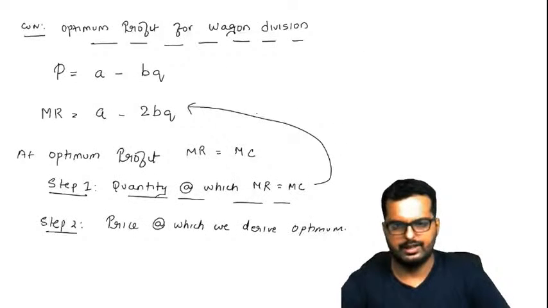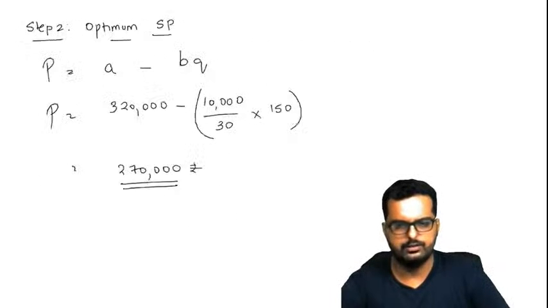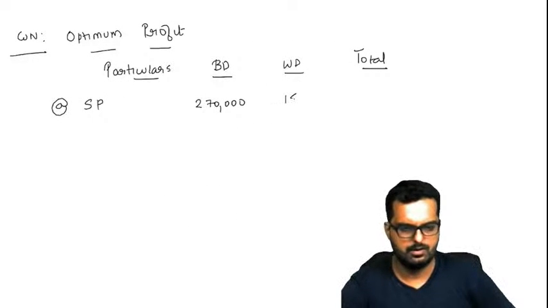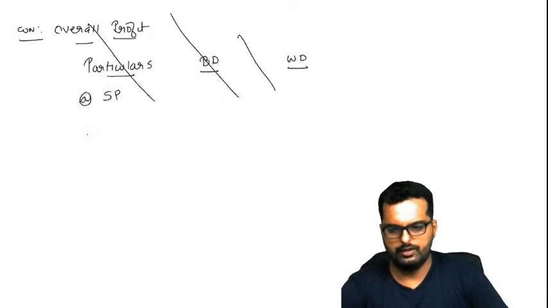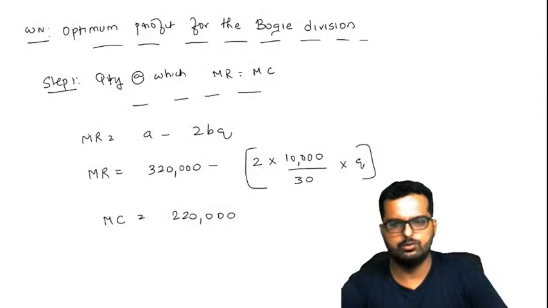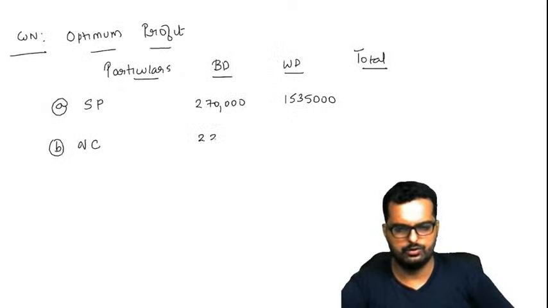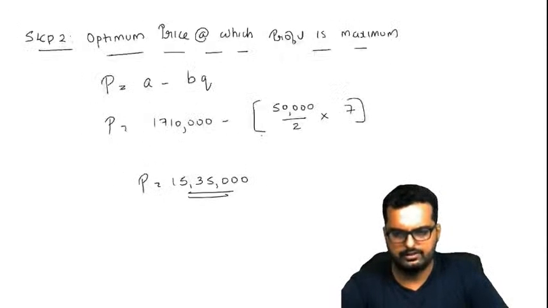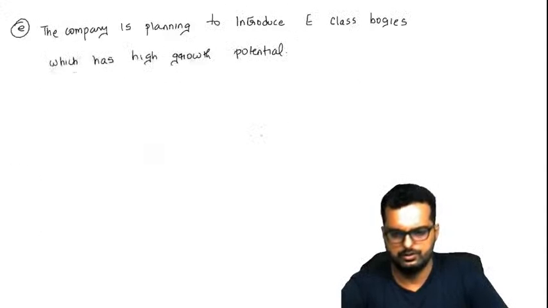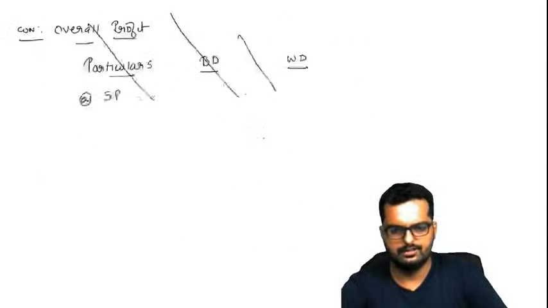And what about the wagon division? What is the selling price we got? 15,35,000. Second thing is variable cost. For the bogie division it was 2,20,000. And what is the answer you got for the wagon division? 13,60,000, correct?